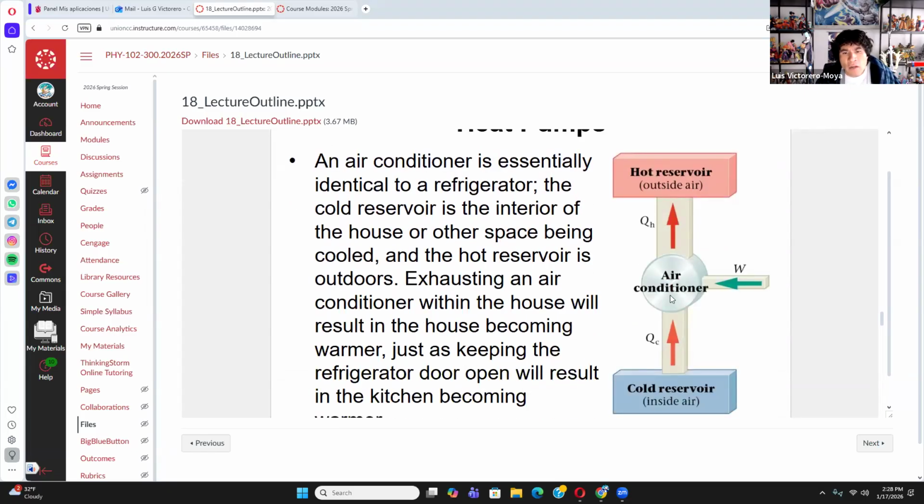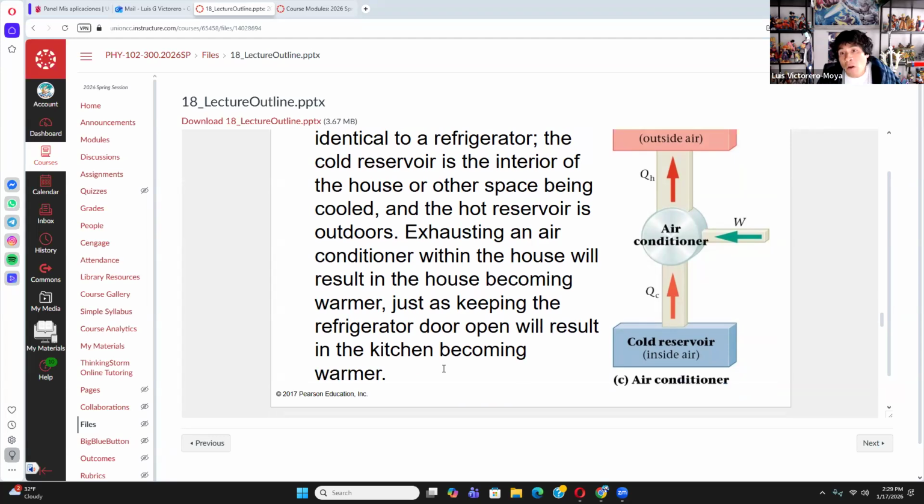You go from cold to the air conditioner, warm to the air conditioner, then you have QH going from cold to the hot reservoir. Exhausting an air conditioner within the house will result in the house becoming warmer, just as keeping the refrigerator door open will result in the kitchen becoming warmer. If you didn't know that, now you know. If you open the refrigerator, you inverse the process of the refrigerator, making the room where the refrigerator is warmer. A lot of people don't know that, but you can learn that by experience, and you will see how that works.